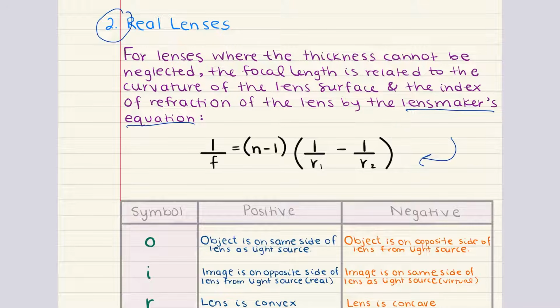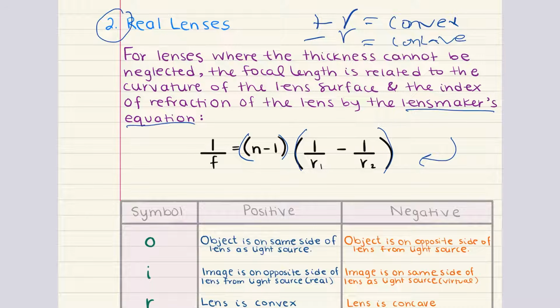This equation says 1 over the focal length is equal to n minus 1, where n is the index of refraction of the lens material, and that is multiplied by 1 over R1 minus 1 over R2. Here, R1 and R2 are the radii of curvature for the two surfaces of the lens. Having a positive value of R indicates that the surfaces curve outward, so it's convex, and a negative R value indicates an inward curve, so it's concave.